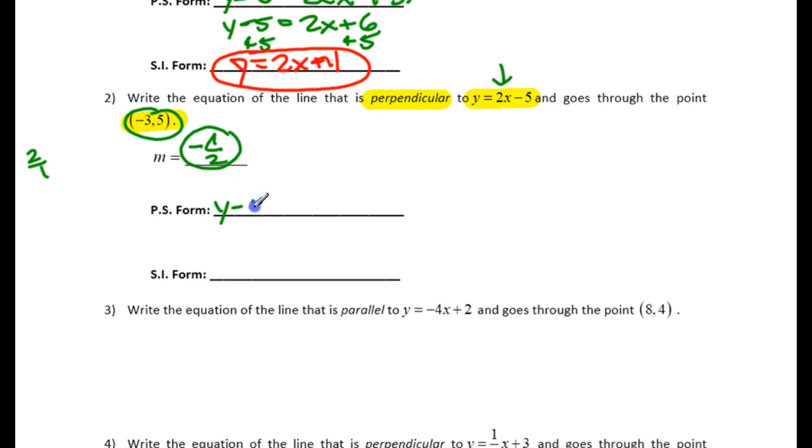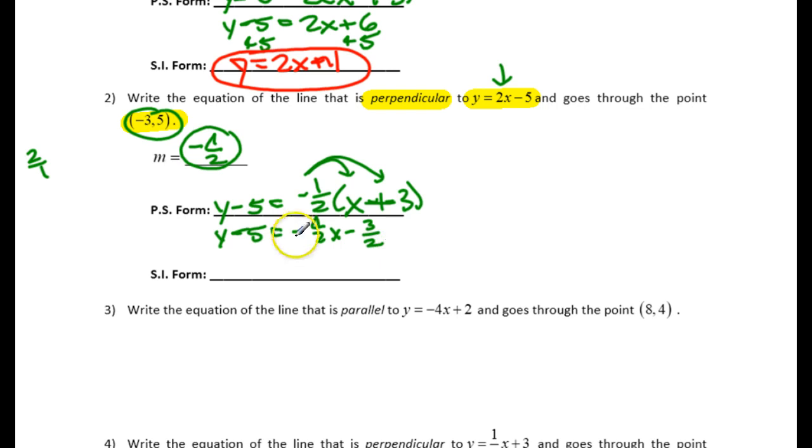So it's still going to be y minus y, and our y is 5, equals, now my slope is negative 1/2, x minus the x, which is negative 3 again. Clean that up to a plus 3. And then we just solve it like normal. Distribute first, so nothing changes here, it's y minus 5. This times this is negative 1/2 x, and then this times this, if you use your calculator, negative 1/2 times 3 is going to be minus 3 over 2.